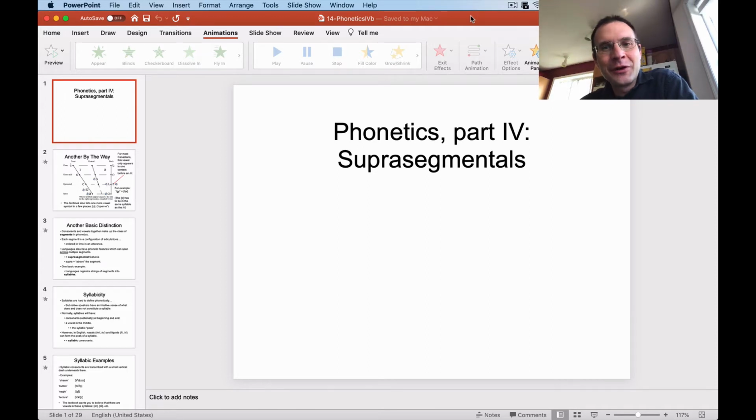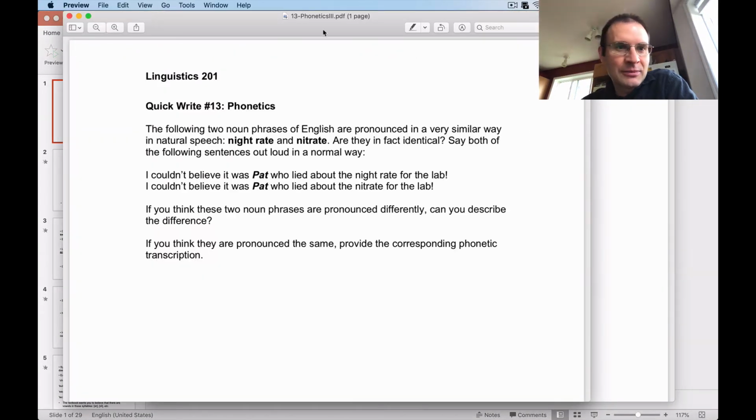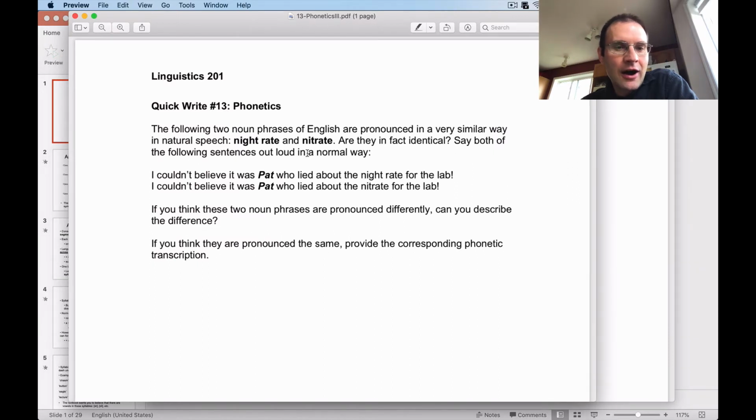Before I get into it, though, I want to mention that there are quick writes both for this particular lecture and the lecture that we just finished up on the dimensions of articulation. I forgot to mention that one before I recorded the previous lecture, but that's quick write number 13. And that's about the way you say this phrase and the way you say that word in these two contexts. So please complete that one before you watch the previous lecture. I know I'm saying this a little bit too late, but hopefully not too late.